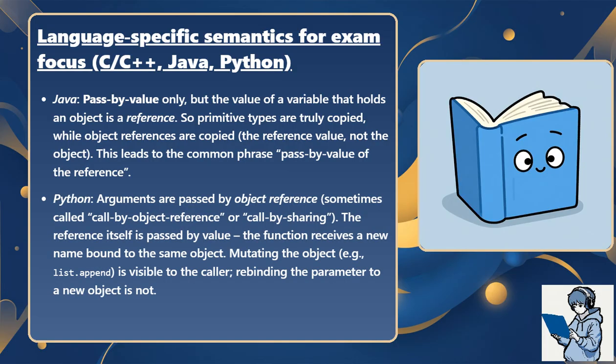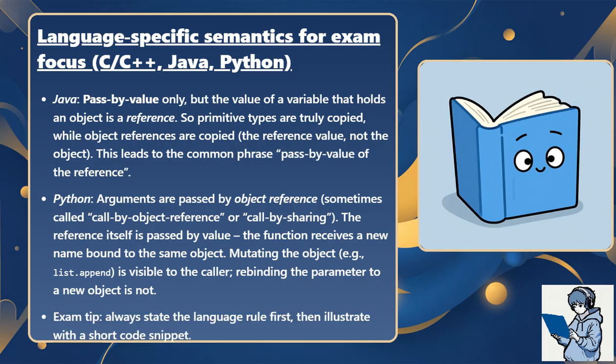Python: arguments are passed by object reference, sometimes called call by object reference or call by sharing. The reference itself is passed by value. The function receives a new name bound to the same object. Mutating the object, for example list.append, is visible to the caller. Rebinding the parameter to a new object is not. Exam tip: always state the language rule first, then illustrate with a short code snippet.